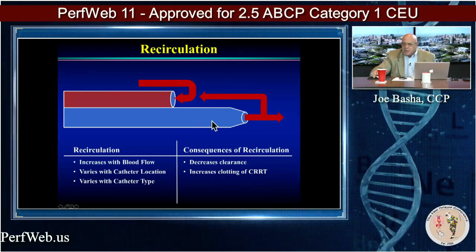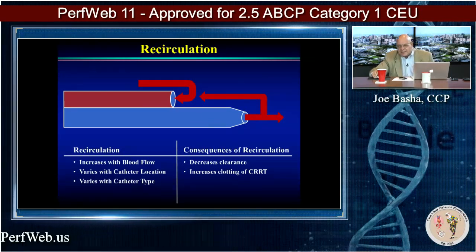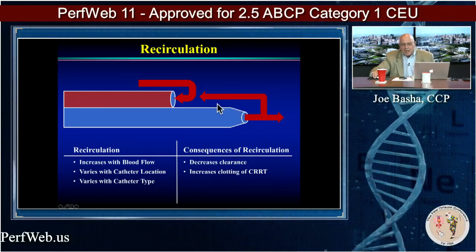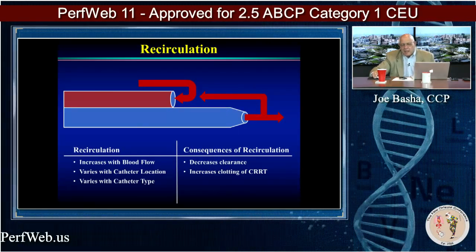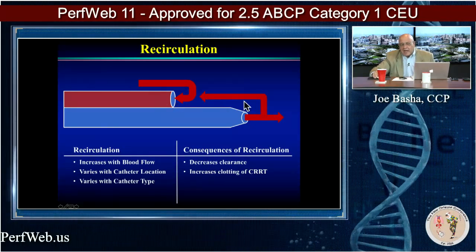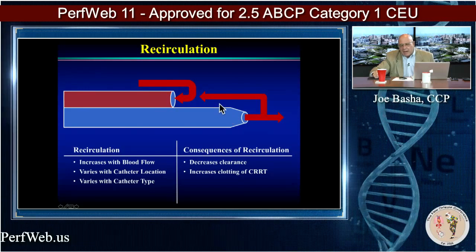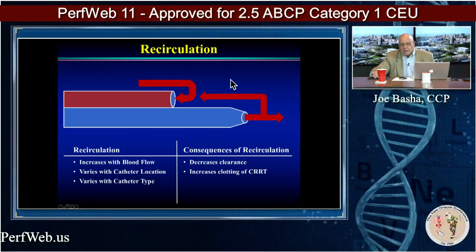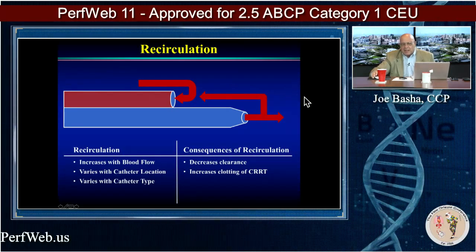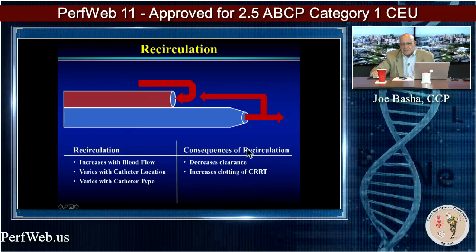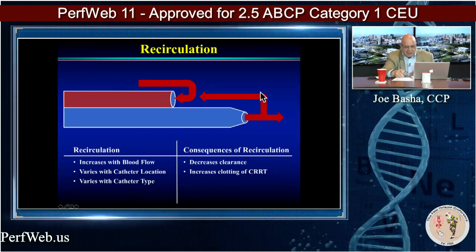So you do it to keep it running. You have to compensate for it. Your recirculation like this is probably bordering on, I would say, 20%. If you reverse it and you're accessing blue and returning red, I would reckon to guess, is going to be pretty close to 40%, I would think. Not positive about that, but that's my thought. But you'll obviously decrease your clearance and you'll increase the potential for clotting with your CRRT circuit.